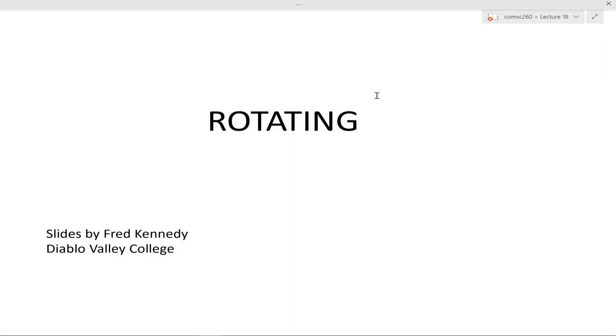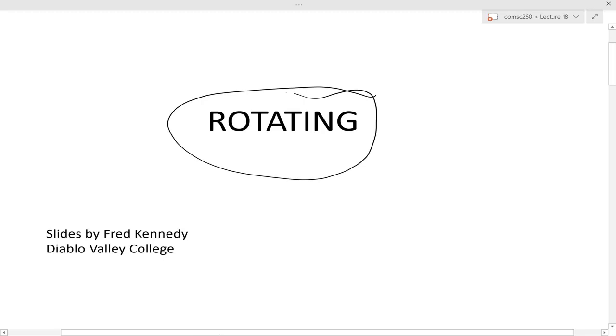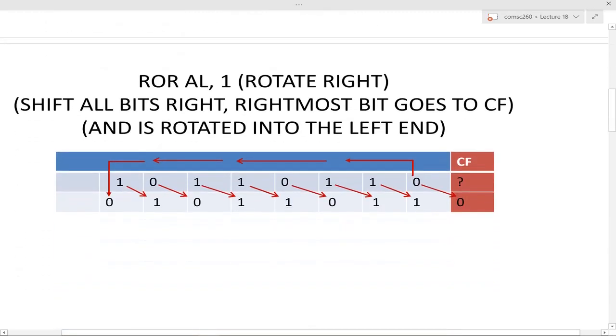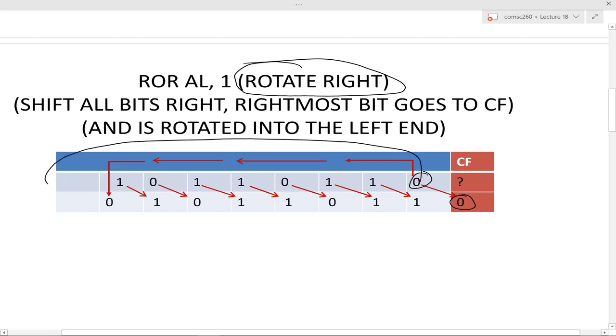Today I'd like to talk about rotating bits. The first instruction I'd like to talk about is rotate right. This is like shifting right, where the rightmost bit goes in the carry flag. But the big difference is the rightmost bit does two things. It goes into the carry flag, but also is rotated in to the left end.